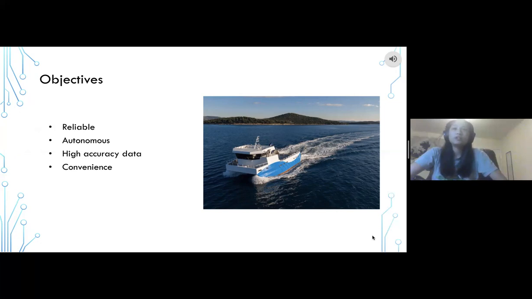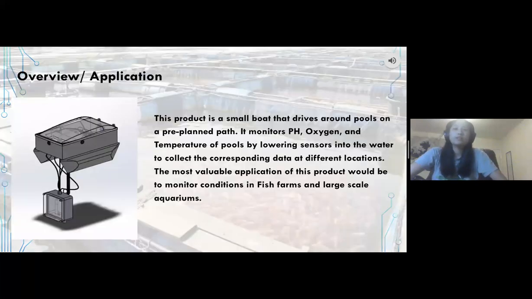The sensor boat works by driving around pools on a pre-planned path created using MATLAB and the pool's geometry. This device monitors pH, oxygen content, and the temperature of the pool by lowering sensors into the water and collecting corresponding data at different depths and locations. We believe that this product will be most beneficial in fish farms and large-scale aquariums to ensure healthy living conditions for the animals.